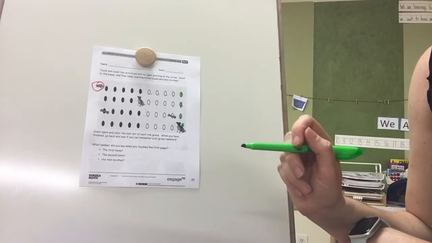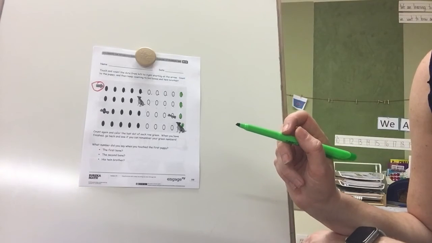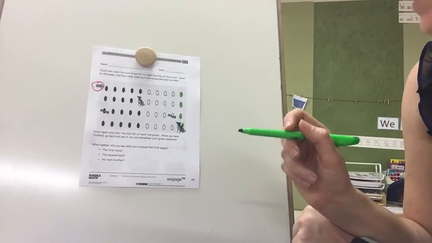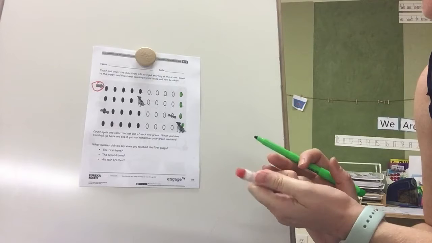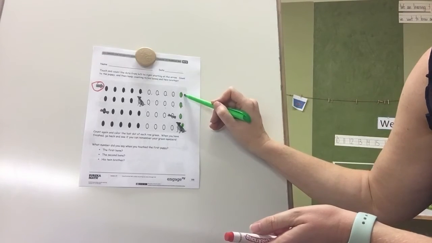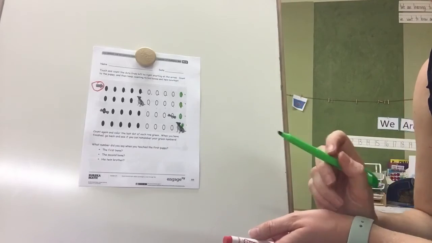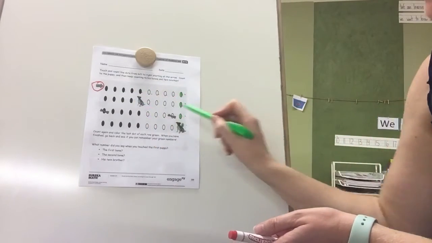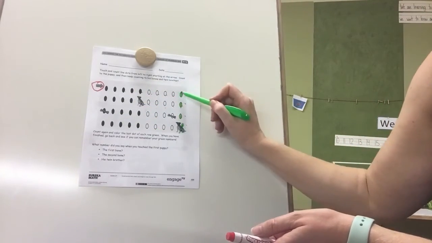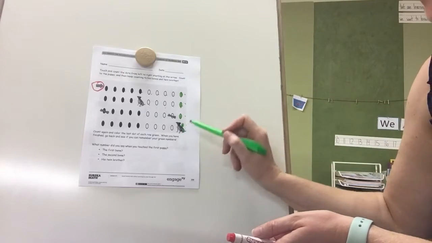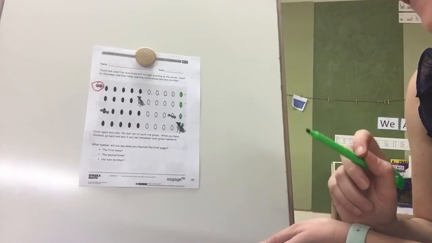Check. When you have finished, go back and see if you can remember your green numbers only. Who can remember what those are? 10, 20, 30, 40. Because it's the end of each row of 10, right? So that's 4 10s, and 4 10s is 40.